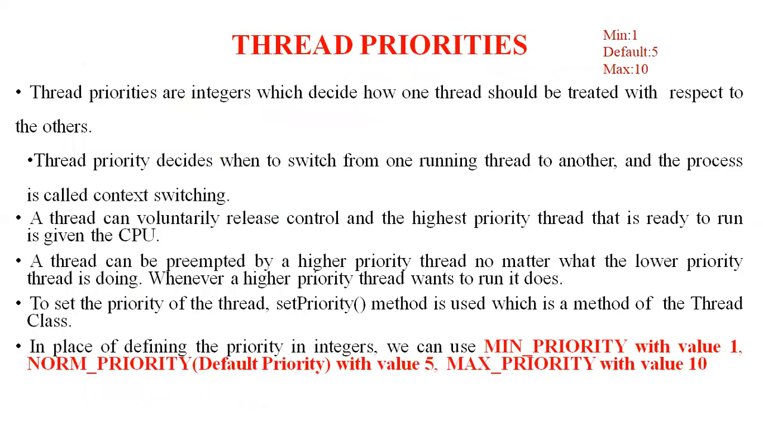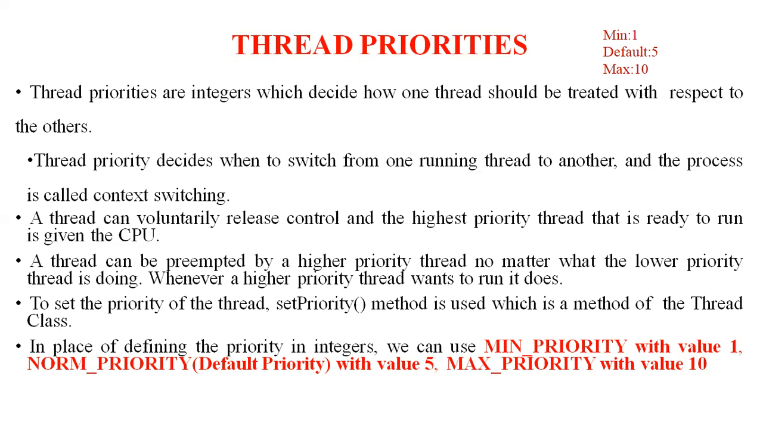Thread priority is another concept: how to assign the priority for the thread. The thread priority is an integer, by which we decide how one thread should be treated with respect to others. The thread priority decides when to switch from one thread to another. The process is called context switching. A thread can release control, and the highest priority thread that is ready to run is given the CPU. A thread can be preempted by a higher priority thread, no matter what the lower priority thread is doing, whenever the higher priority thread wants to run.